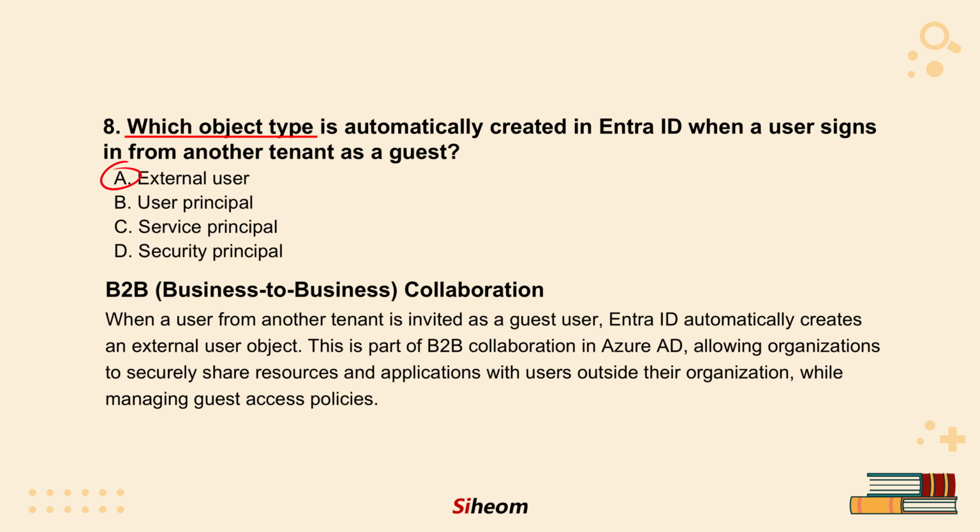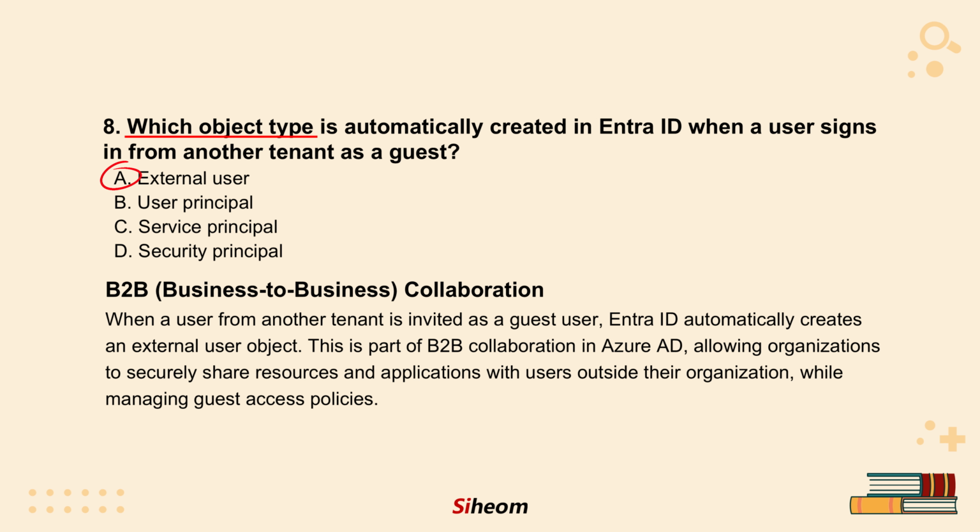External user. Okay. When a user from a different Entra ID tenant successfully authenticates as a guest within your organization using Azure AD's business-to-business or B2B collaboration features, Microsoft Entra ID automatically provisions an external user object within your directory. This external user object essentially represents the B2B guest account. So external user is the specific terminology for these guest accounts in our Entra ID. What's the importance of having these as distinct object types? Why not just call them users?